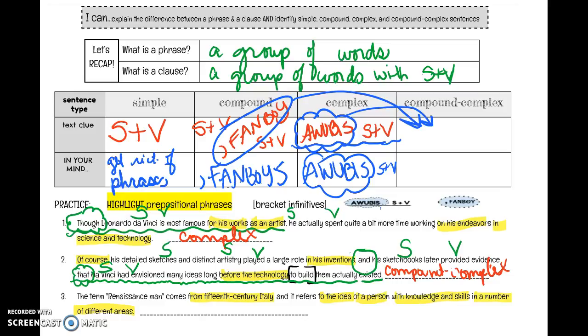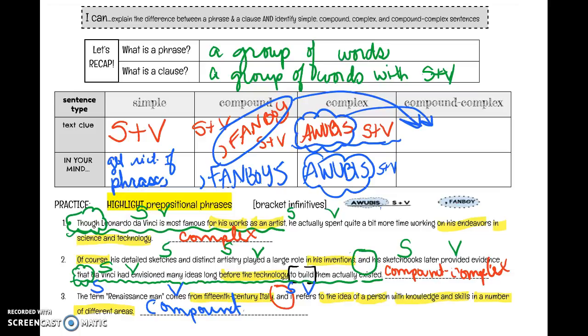And look for, do I see an AWUBIS anywhere in this sentence? And I do not. So now I want to look, do I see a FANBOY with a comma? I see a comma and, so that tells me I've got a compound sentence. Now just because I see the comma and doesn't mean it's compound. I have to find a subject and a verb on both sides. So the term Renaissance man comes as the verb. It is a subject, and refers is the verb. So I have a comma and with a subject and verb on both sides. I have a compound sentence.